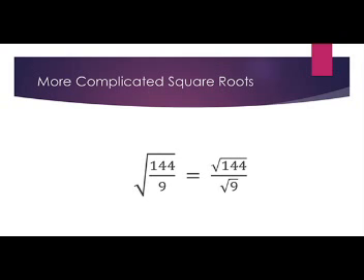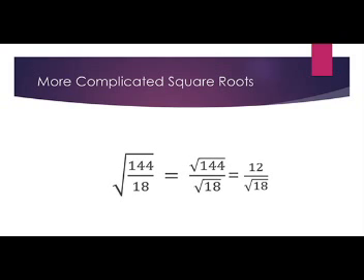So in this case, we've got the 144, which is a square, and the 9, which is a square, but you don't necessarily have to have a problem that has nice, pretty squares. So in this case, we've got the square root of 144 divided by the square root of 18. Well, the square root of 144 comes out to be 12, nice and pretty, but you can't really do anything with the square root of 18. It's not acceptable to leave that square root on the bottom. You can't have one in the denominator, so what do you do to get rid of that?